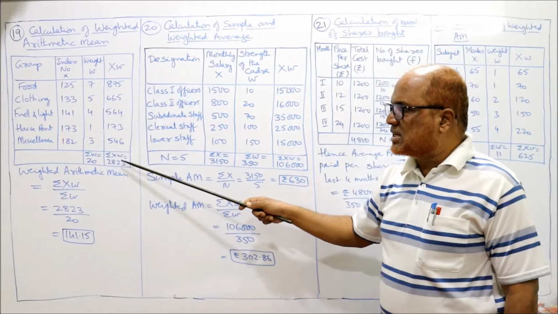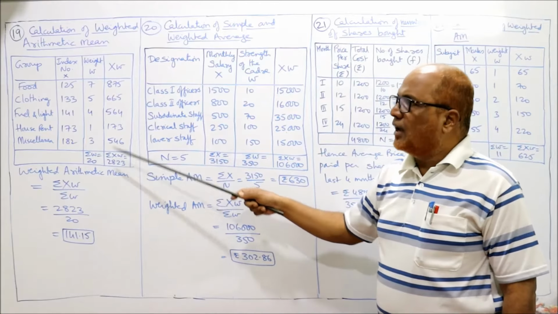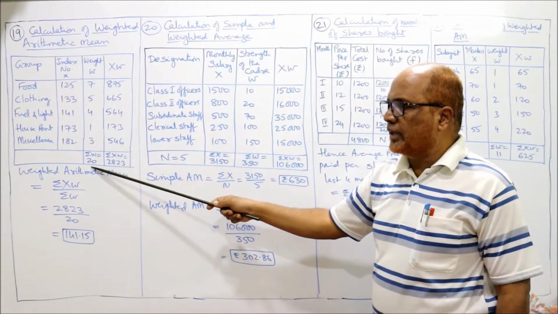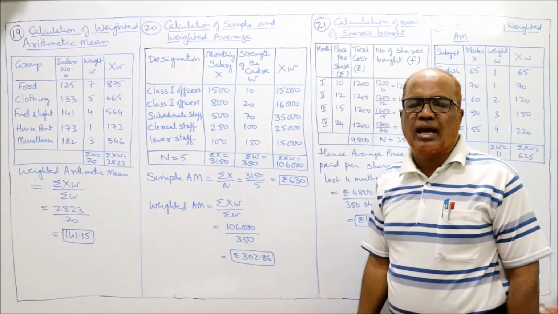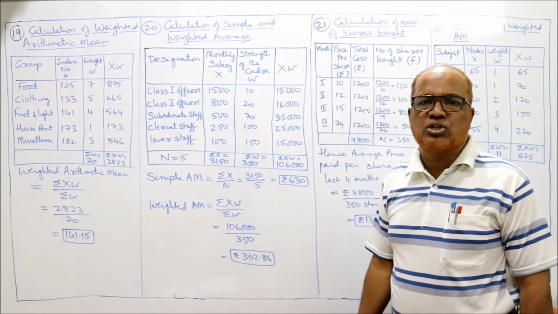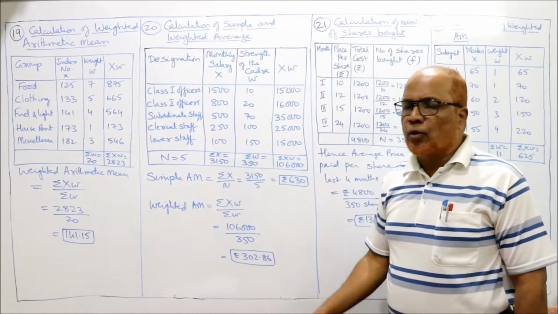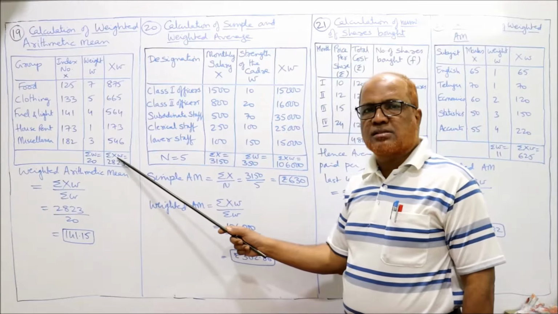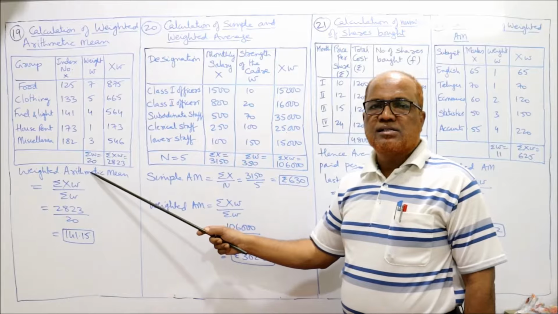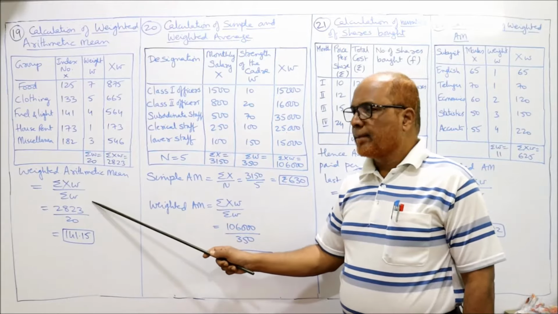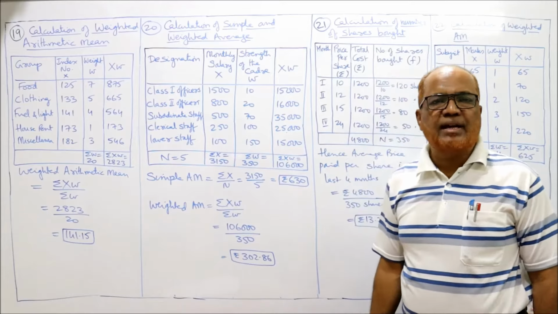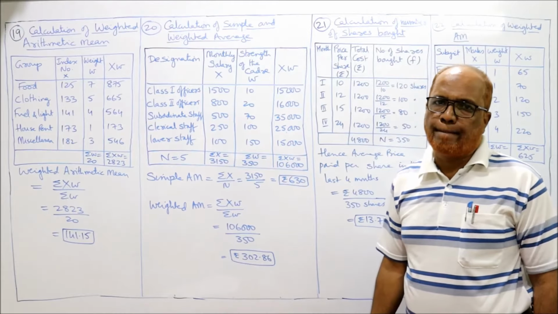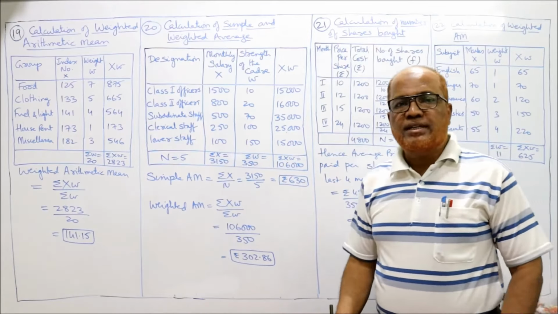Take the total of XW 2823. And the total of the weights are 20. So weighted arithmetic mean, the formula is summation XW divided by summation W. And a product of weight and variables को divide करेंगे sum of the weights. So 2823 divided by 20, 141.15. This is a weighted arithmetic mean. Now see the 20th problem.